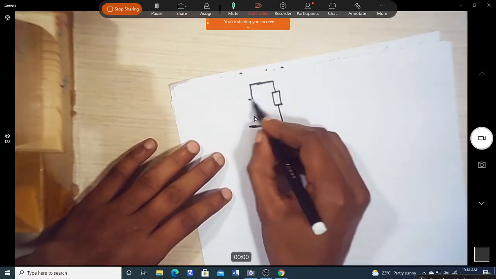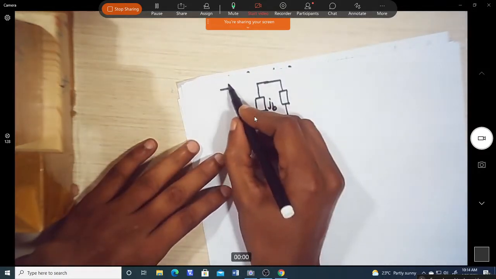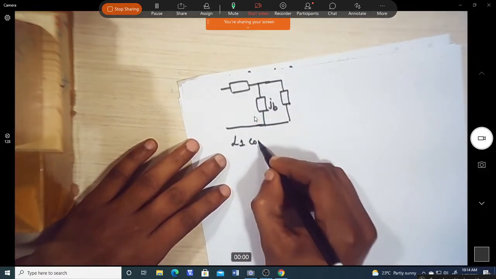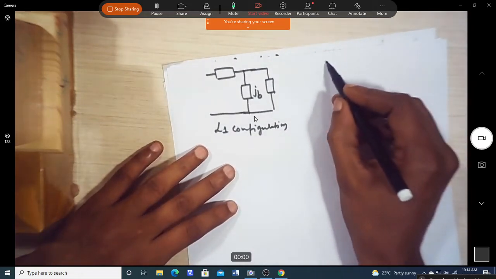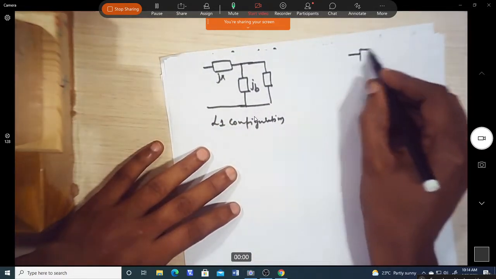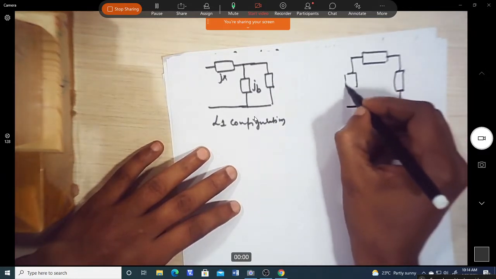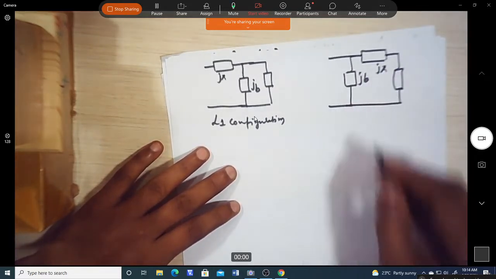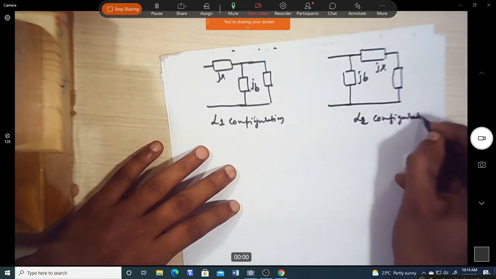That is, we have the shunt element, and then the series element. So this is an L1 configuration, let us say. Similarly, we have this jX. First we will have a series configuration, then we will have a shunt element. So these are the two possible solutions which will exist. Let us take this as the L2 configuration.